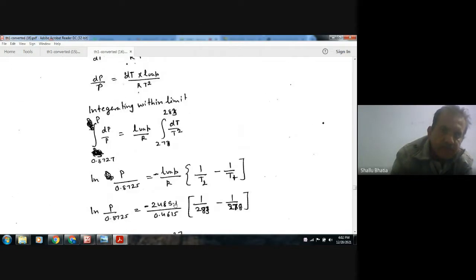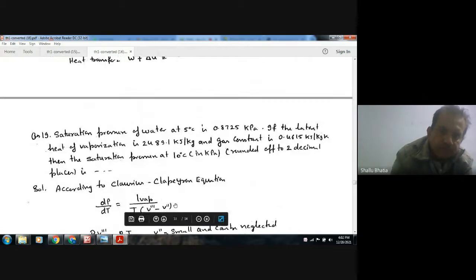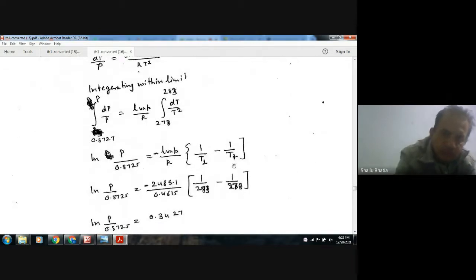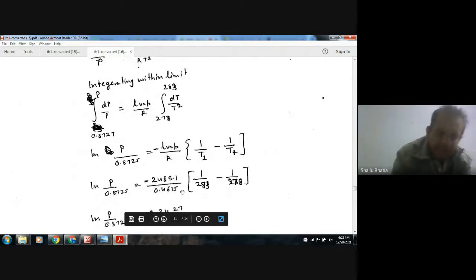1.2291. One value is here: according to 5 degrees Celsius it is 0.8725. So this is 278 as T1, P1, and this is P2 by P1. Putting the values we can get the answer.